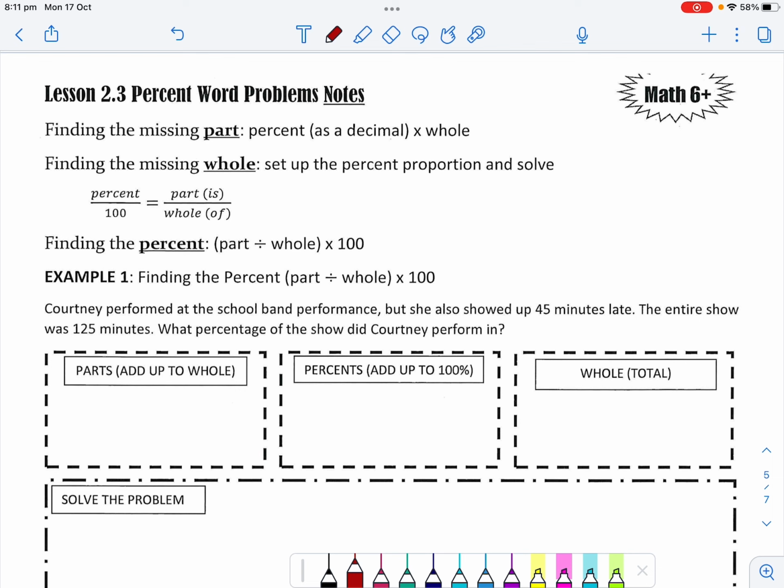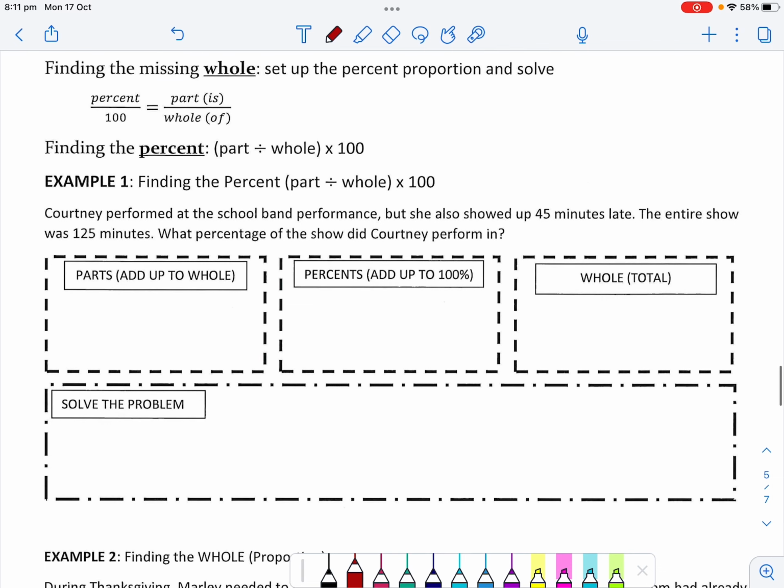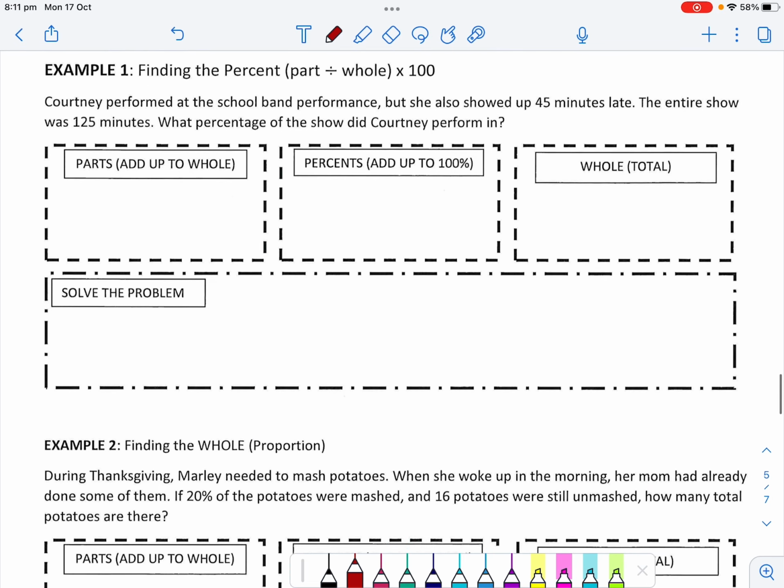The first thing we're going to do, and the way we organize these word problems, is I've got 4 boxes here. I've got the parts box, the percents box, and the whole box. That's going to be our setup of information. And then our solve the problem box is where we're actually going to do the part divided by whole times 100. So I'm going to read the problem, and then we're going to break down the parts that are in the problem, the percents that go with them, and then the whole.